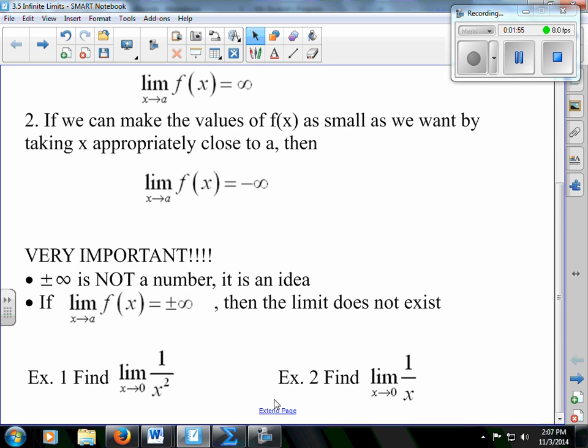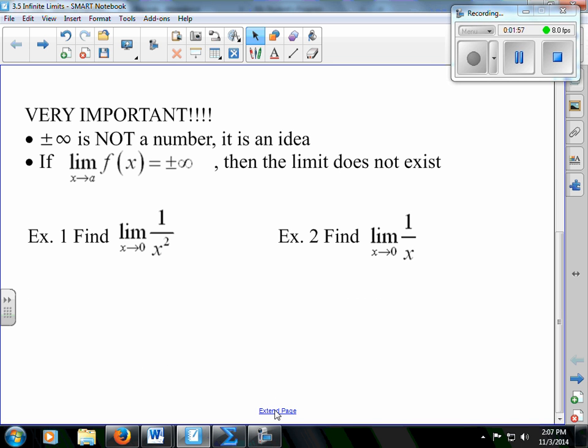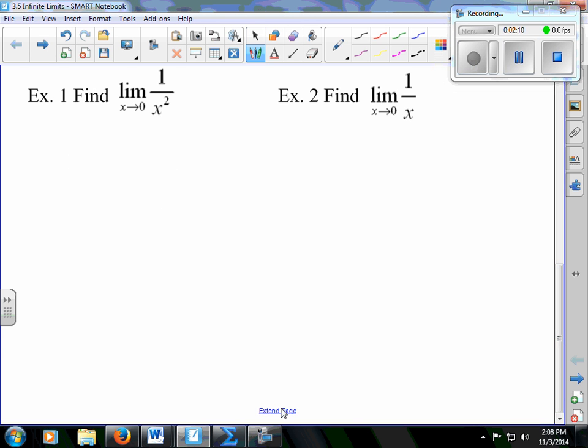Infinity doesn't really exist. Okay, so in example 1, I'm going to take the limit as x approaches 0 of 1 over x squared. And I'm going to do this example in two different ways. The first way is graphically. I know what the graph of 1 over x squared looks like.